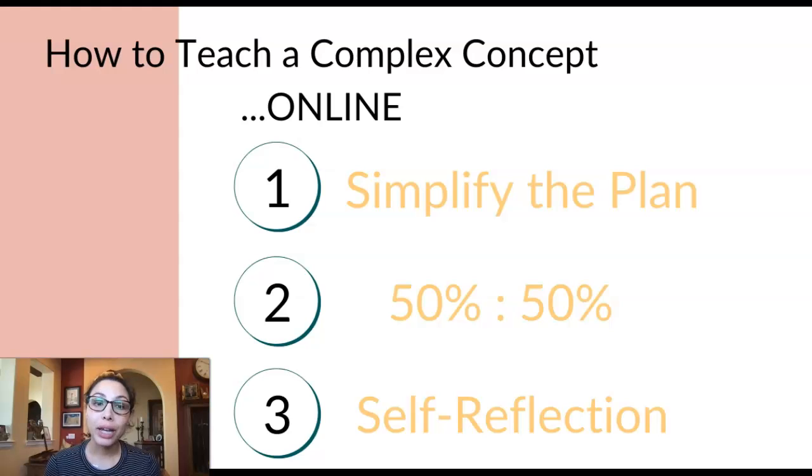So let's do a quick recap on how to teach complex concepts online. You want to first simplify the plan. Think about introduction, demonstration, and practice. That's it. Next, make sure you have the 50-50 ratio going on, meaning for every piece of content, there is a part or opportunity for engagement. And lastly, be sure to create the time and space students need to do self-reflection on their own learning.